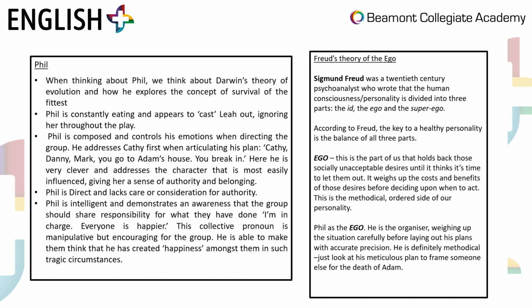You never see Phil waver around the moral or the lack of morals in his decision to frame the postman, or whether the police will believe them. And Phil is intelligent. He doesn't say much, but when he does, he has a power over the group that John Tate really failed to manage. So when he says, I'm in charge, everyone is happier. The pronouns I'm, the everyone are really there to manipulate. He's able to make them think that he's created happiness in this most horrific plan.